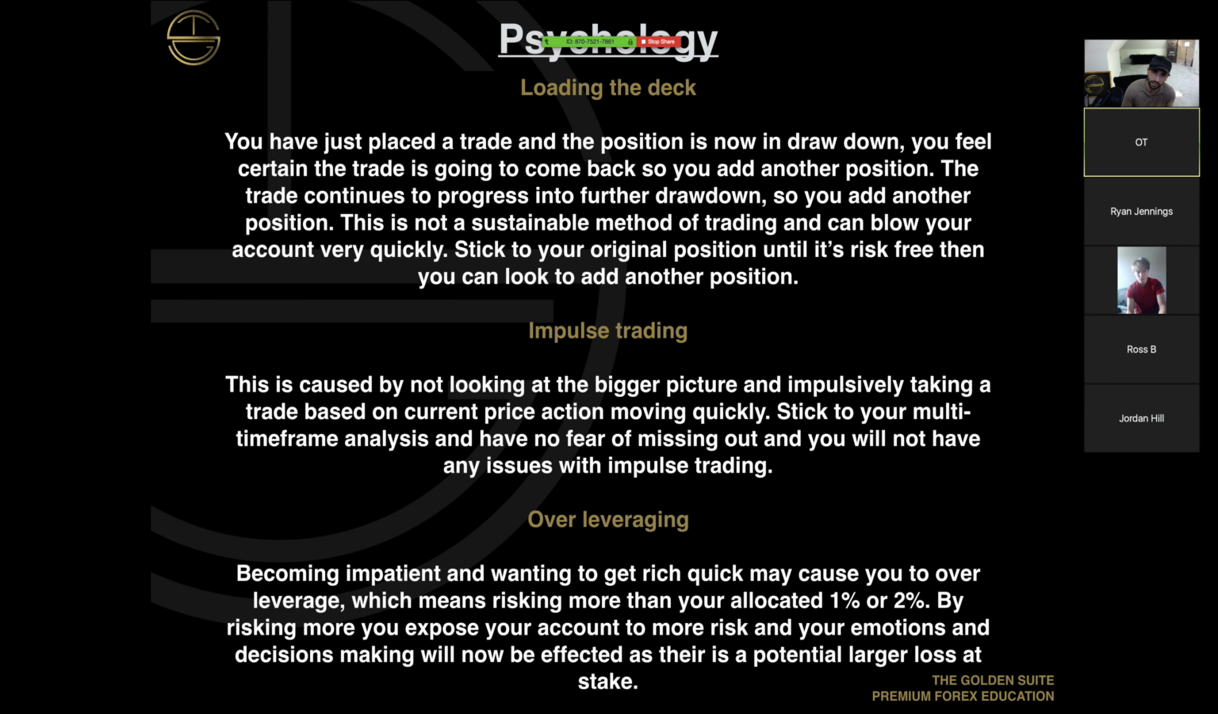So impulse trading is also a slippery slope. Wait for the candle to close. That's the easiest way to identify what the candlestick is, because the candlestick's closed. You can now identify whether it's a high test or a low test or a doji, etc. So just wait for the candle to close, and that will neutralize impulse trading.